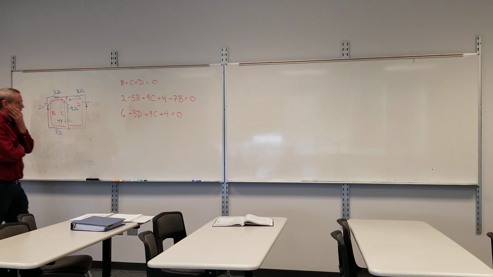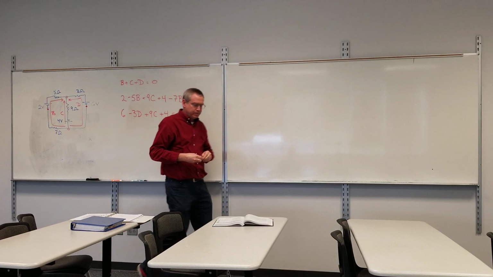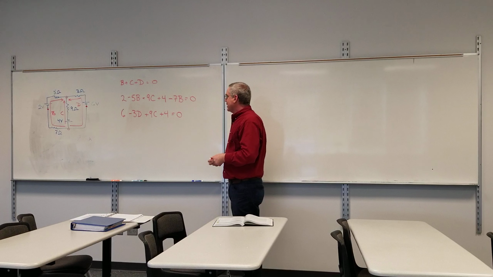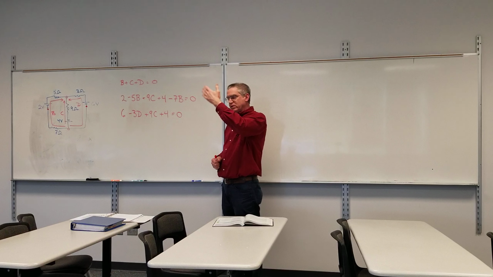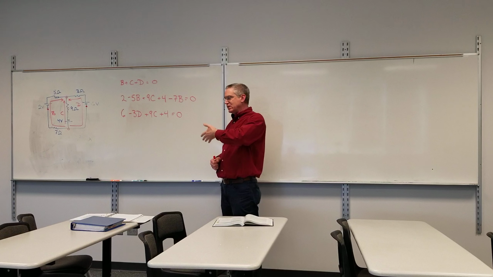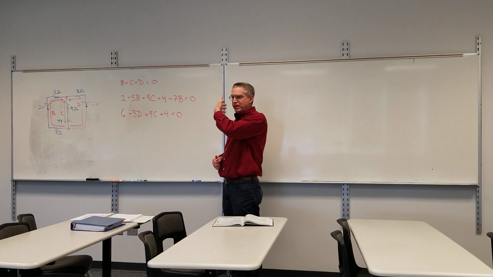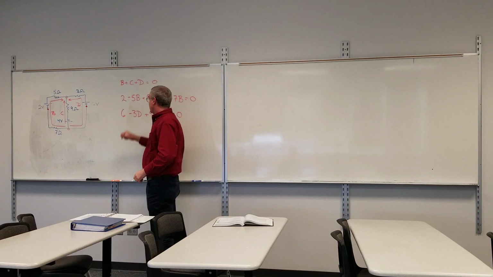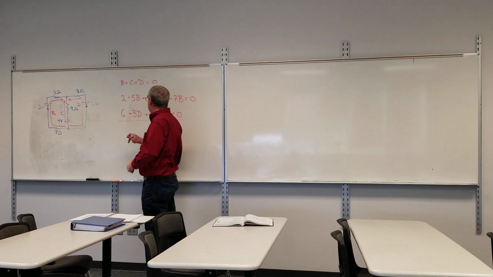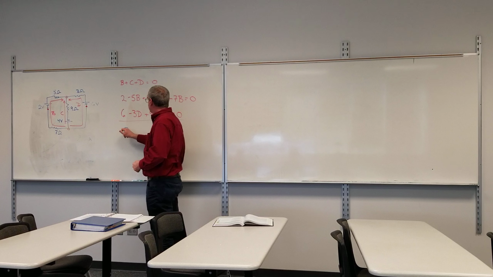All right, let's set it up so we can actually use Cramer's rule here. What I'm going to do is get the equations so that all the B terms are first, C terms are second, D terms are third, equals, and then my constants over on the other side. So my first equation, I'm going to keep as is. So I have 1B plus C plus D equals 0.